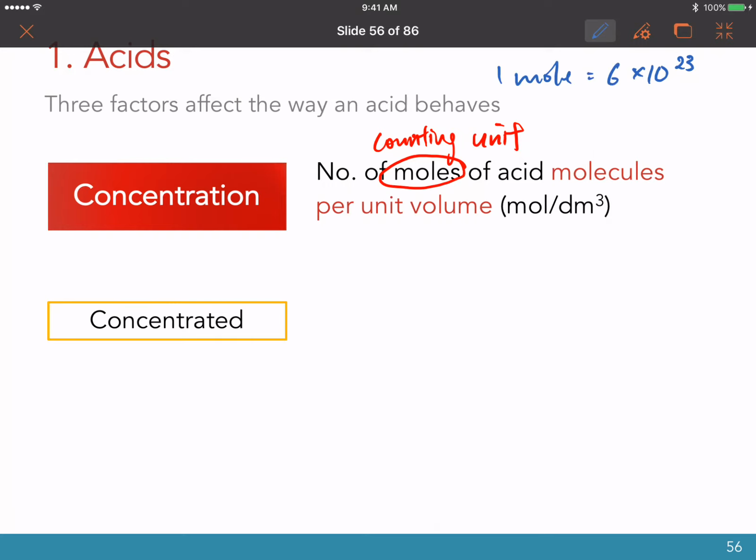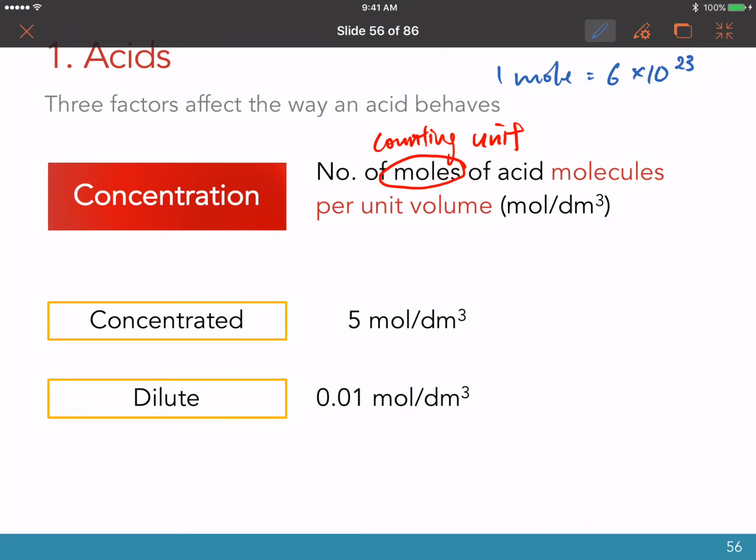An example of a concentrated solution is, let's say, a 5 mole per dm cube HCl solution, whereas a 0.01 mole per dm cube solution is considered as dilute. So the higher the concentration of an acid, the greater the concentration of hydrogen ions. Conversely, the higher the concentration of an alkali, the higher the concentration of hydroxide ions.